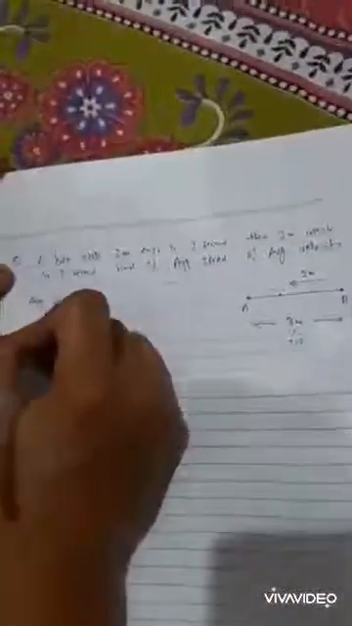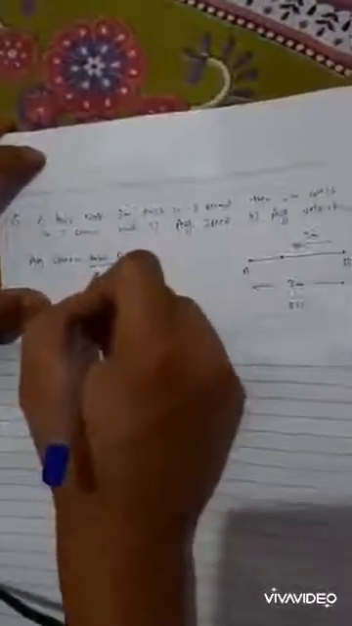If we talk about the average speed, it is total distance by total time taken. So average speed will be: total distance is 3 meter plus 2 meter, and total time taken is 2 seconds plus 3 seconds, so 5 meter by 5 seconds. So average speed is 1 meter per second.